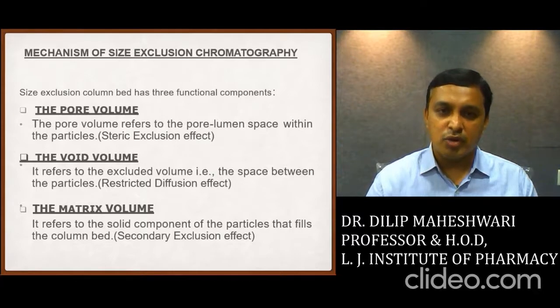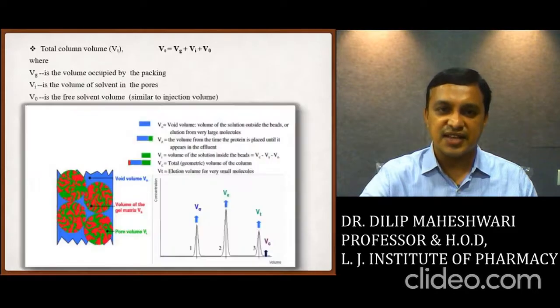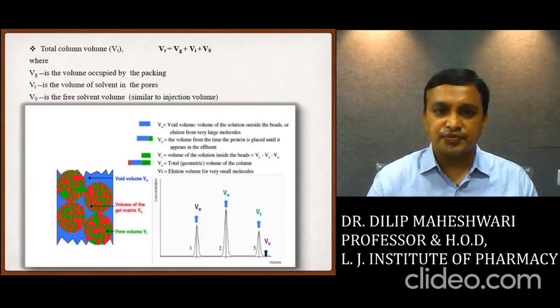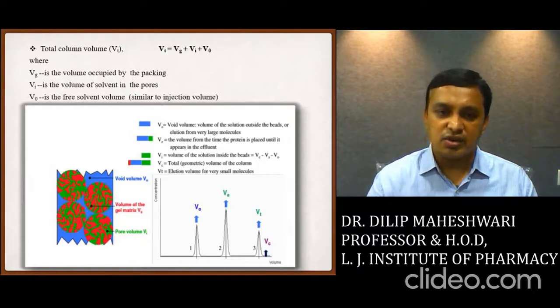So this volume also depends on the effect on the separation in size exclusion chromatography. This separation can be described by the formula Vt is equal to Vg plus Vi plus Vo. Vg is the volume occupied by the packing, Vi is the volume of solvent in the pores, and Vo is the free solvent volume. So see the graph or chromatogram where you see the compound peaks which can be separated out by size exclusion chromatography.